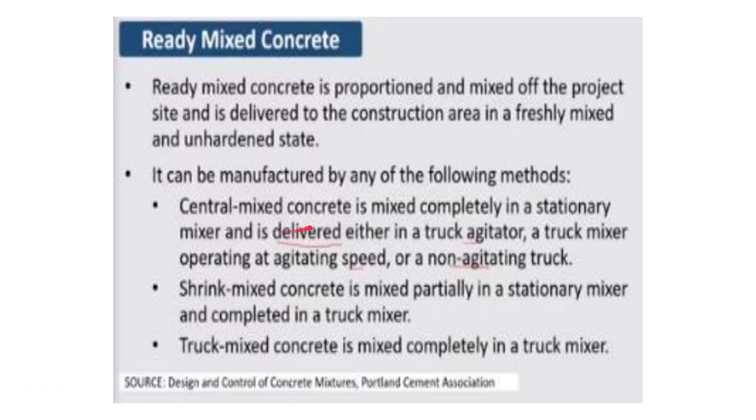In central mixed concrete, it is mixed completely in a stationary mixer and is delivered either in an agitator truck, a mixer truck operating at agitating speed, or a non-agitating truck. So any truck can be used, but it is mixed completely at the site itself. In shrink mixed concrete, it is mixed partially in the stationary mixer, that is at the batching site, and the rest of the mixing is completed in a truck mixer. In truck mixed concrete, complete mixing occurs in the truck mixer itself. So these three are the types of ready mix concrete mixing.